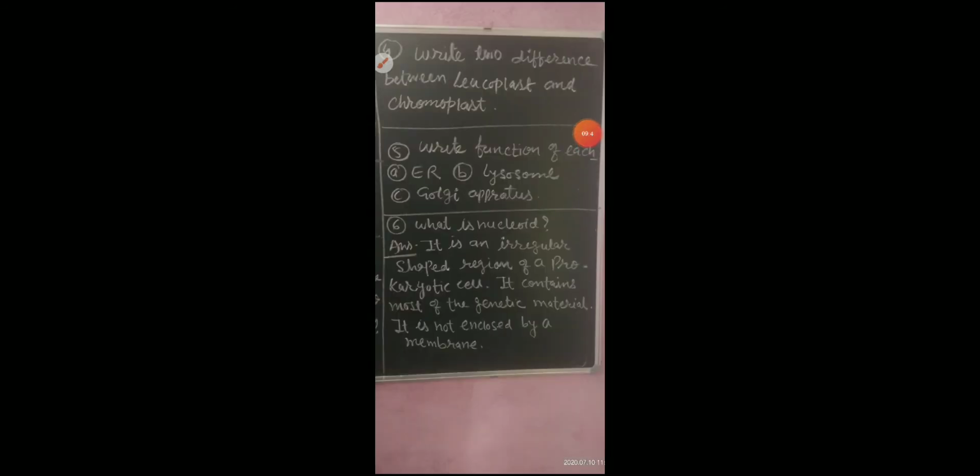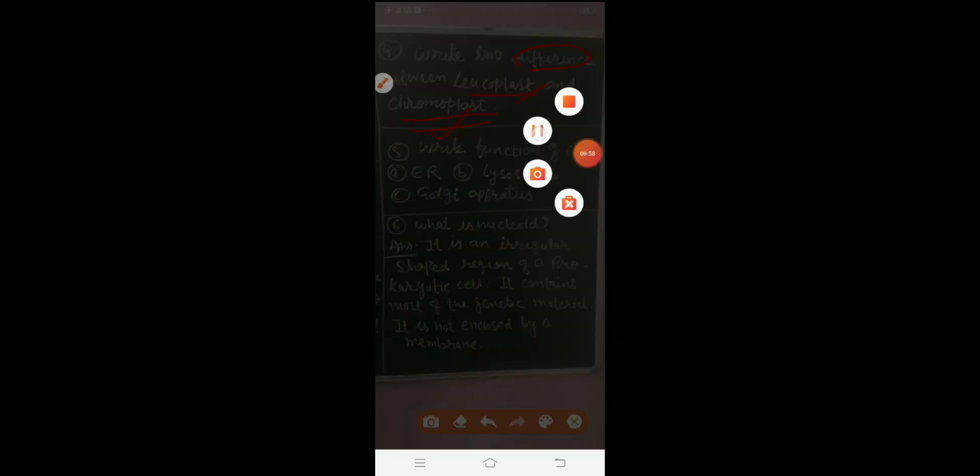Next question student, which we have to cover. Write two differences between the leucoplast and the chromoplast. Student, they both are types of plastids. So let's see the difference between the leucoplast and the chromoplast. The first difference is, leucoplast is colorless student, and chromoplast ranges from brownish to reddish.